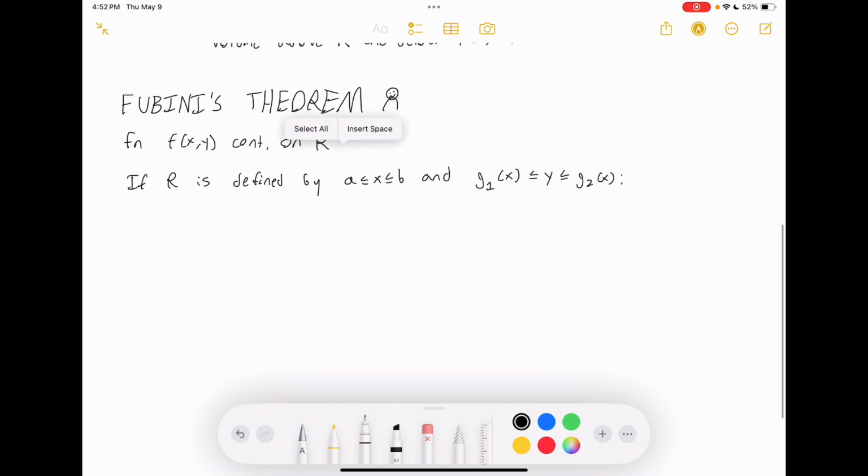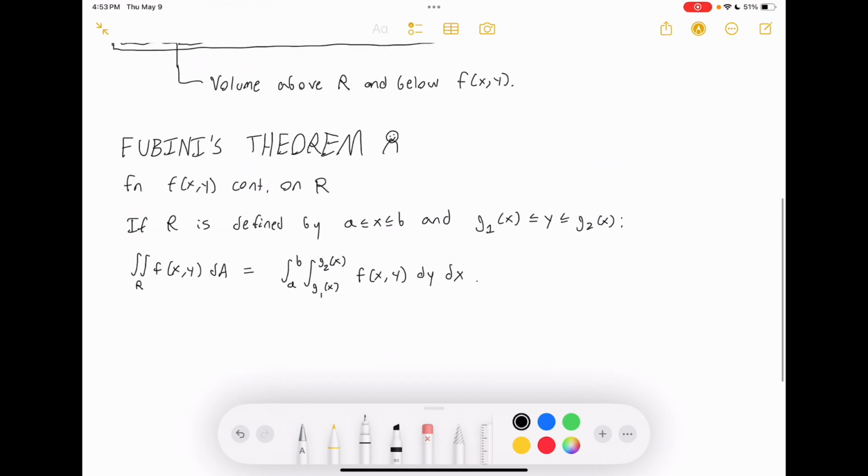Okay, and what this basically means is if this is true, then we're allowed to take a quick shortcut. And that shortcut looks like this. So if we have our double integral over R of f x y, and remember it's dA, that is effectively the same as taking the iterated integral from a to b here, and then g sub 1 of x here, g sub 2 of x here, of f of x y dy dx.